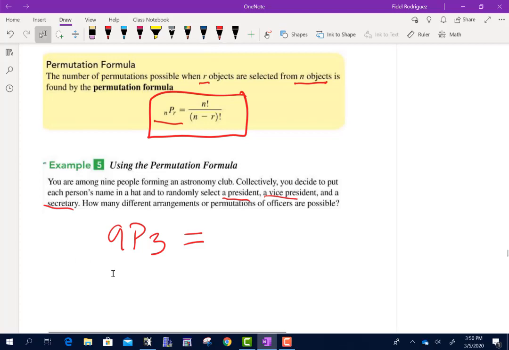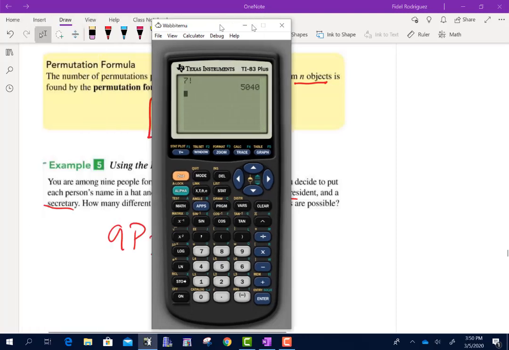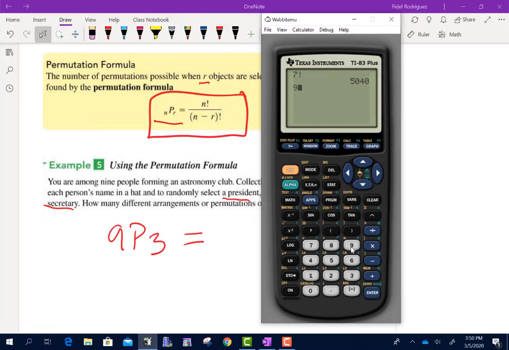The other thing is on my calculator, I can do this again. The first thing I'm going to do here is type in the number 9, because that's the first number I have. Then I'm going to come back to my math button, go to my probability, which is 4 to the right, and go down to number 2, because there's my NPR right here. Enter. And then my R in this case is the number 3. And there's my answer, 5,004.